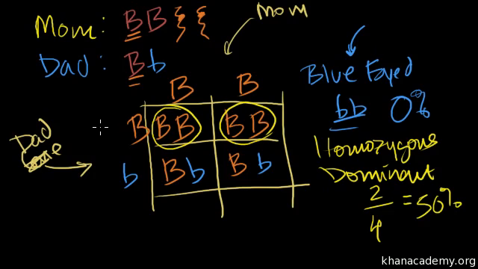And we can do these Punnett squares. They don't even have to be for situations where one trait is necessarily dominant over the other. For example, you could have the situation called incomplete dominance. So, incomplete dominance.